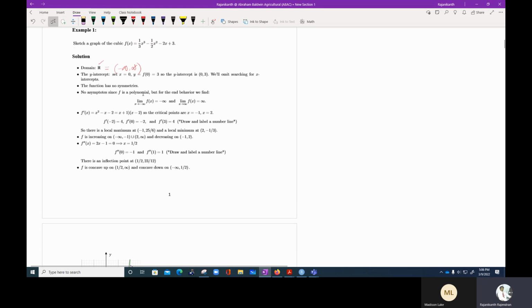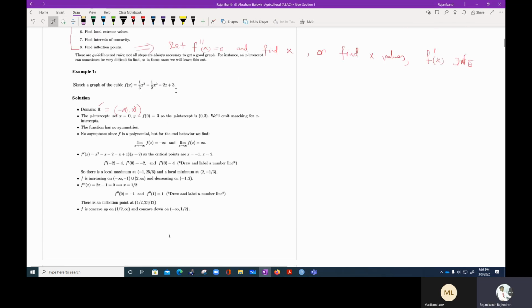The function has no symmetries. This function is a cubic function, with a leading term and the remaining terms combined together. So you will not find any symmetric properties for this f(x).